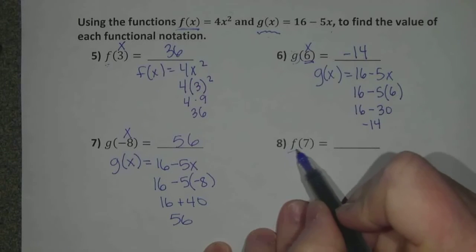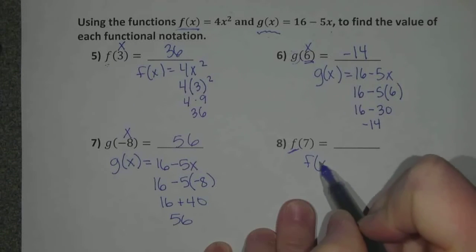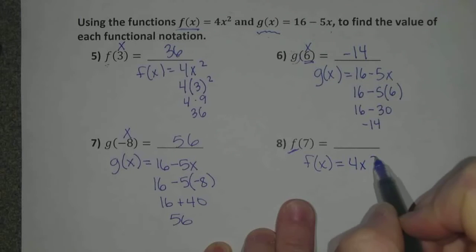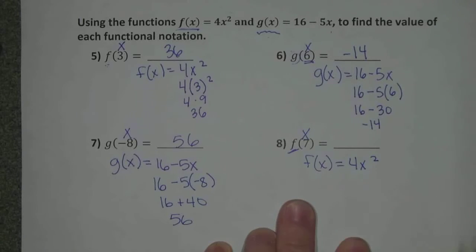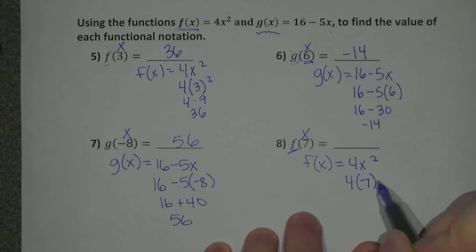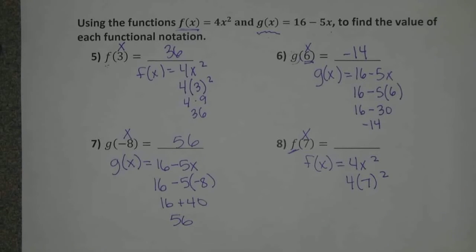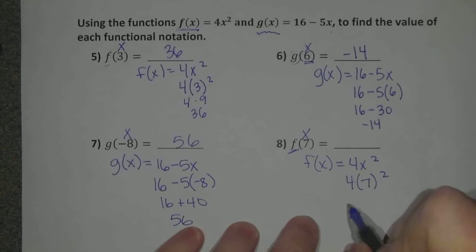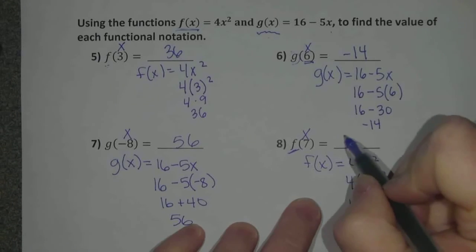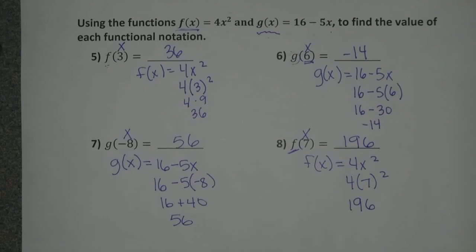Then this last function right here, it tells me to use the f function. My f of x function is 4x squared. I'm going to put 7 in place of the x. So 4 times 7 squared. I know that 7 squared is 49. So I just need to do 49 times 4. And when I do that, I get 196. So my answer to that problem is 196.